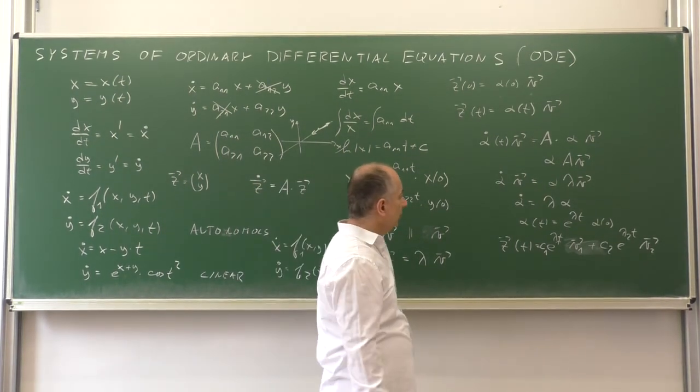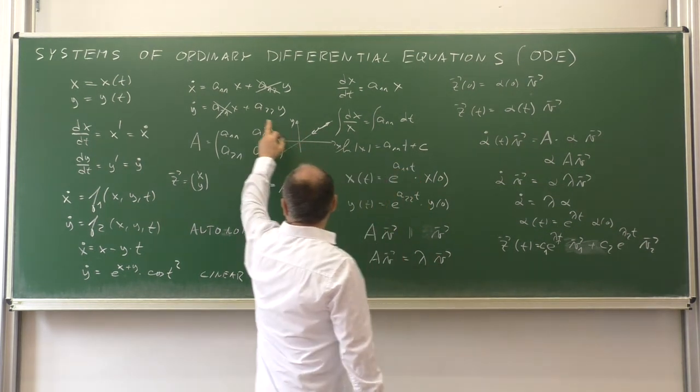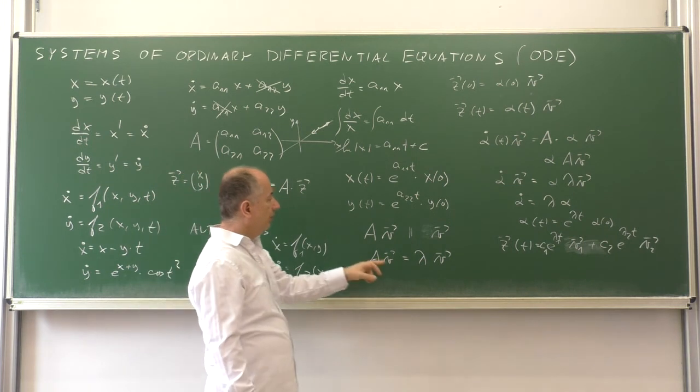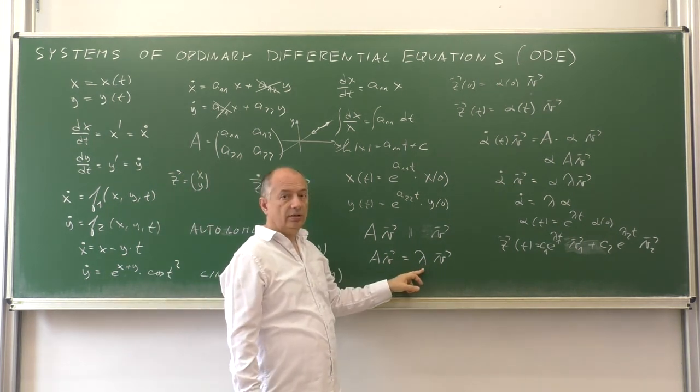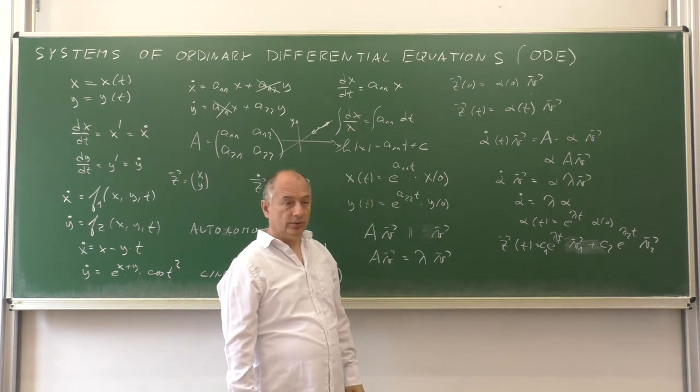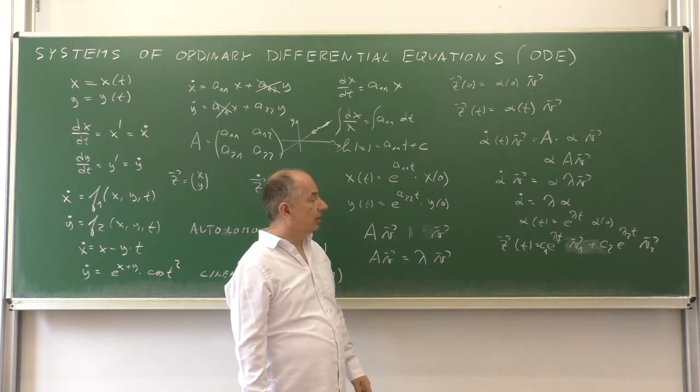So the computation goes this way. We look at the system of equations, we write the matrix, we find the eigenvalues and eigenvectors, and then we build this general solution. Let me illustrate this in the following example.